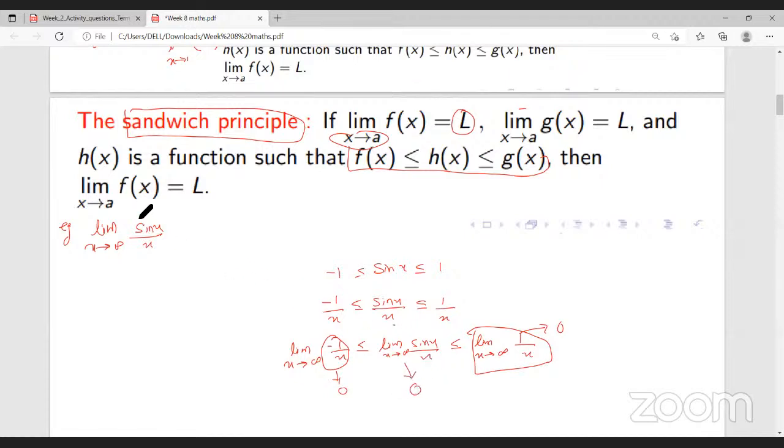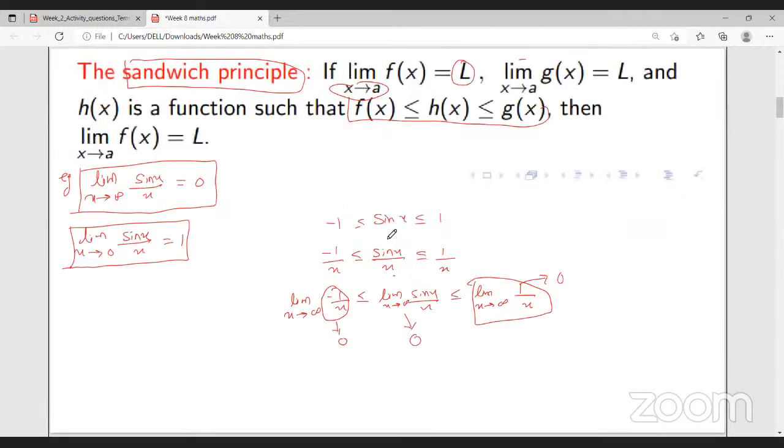So this is one of the important properties: limit x tends to infinity of sin x by x equals 0. And one more thing is there: limit x tends to 0 of sin x by x equals 1, right? Any doubt in this part?